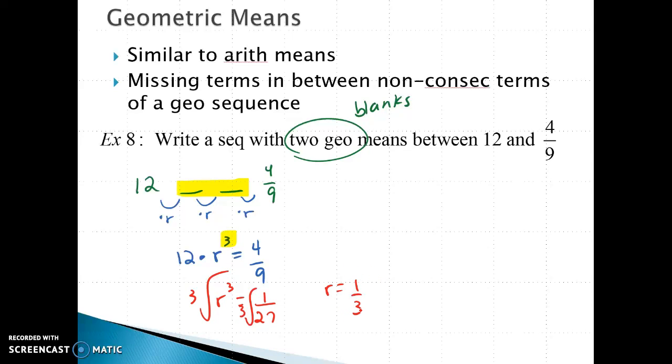And then now I can test my theory. 12 times 1/3 equals 4. 4 times 1/3 equals 4/3, and then times 1/3 again equals 4/9, and we are good to go.